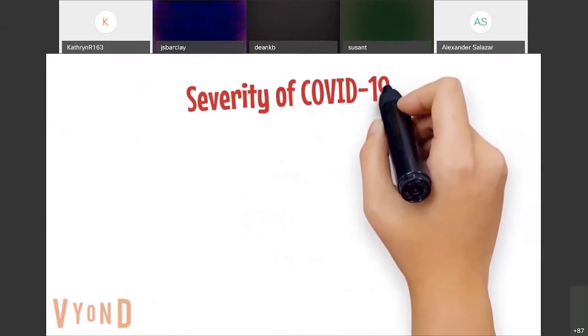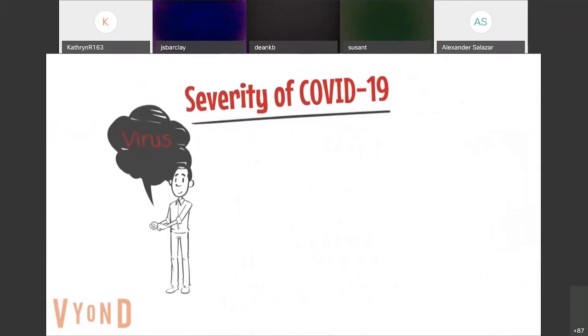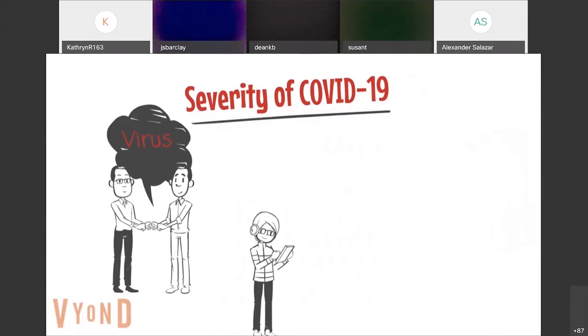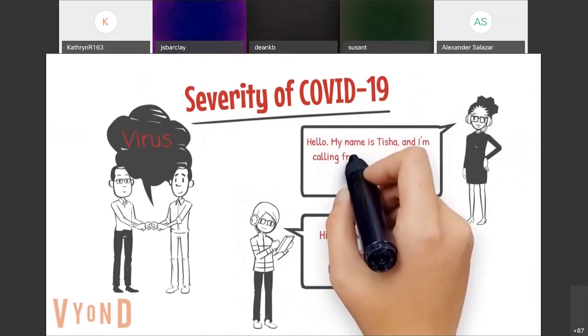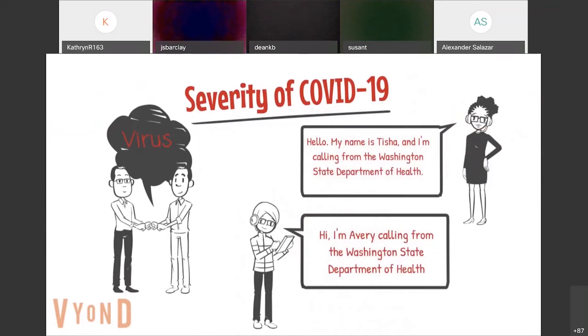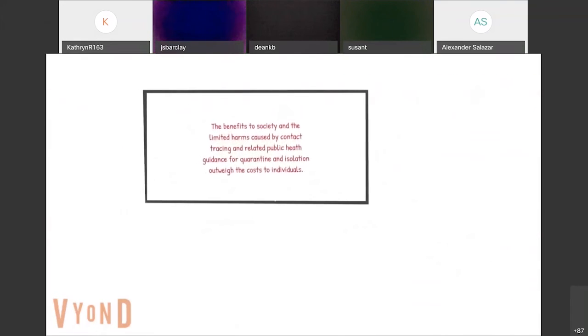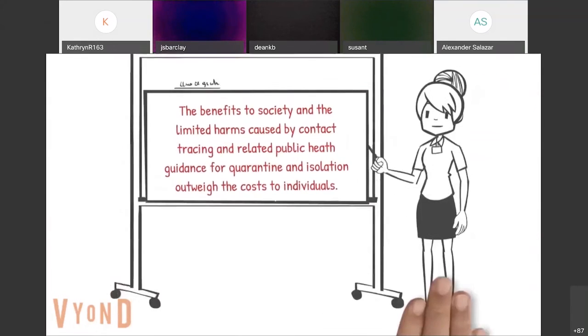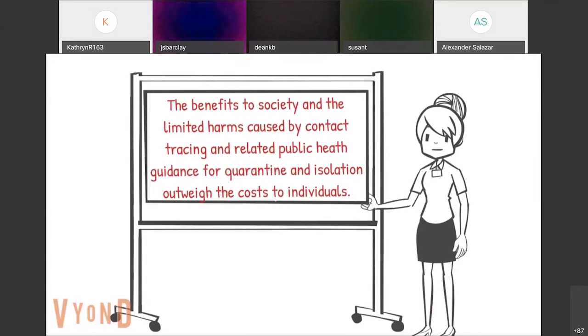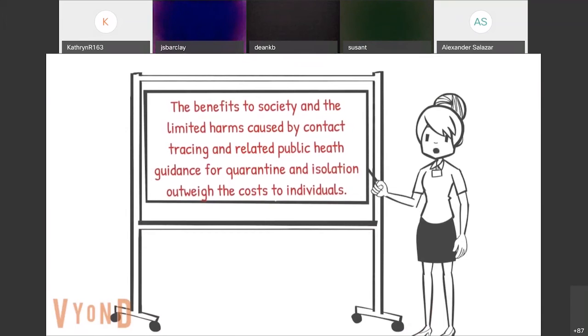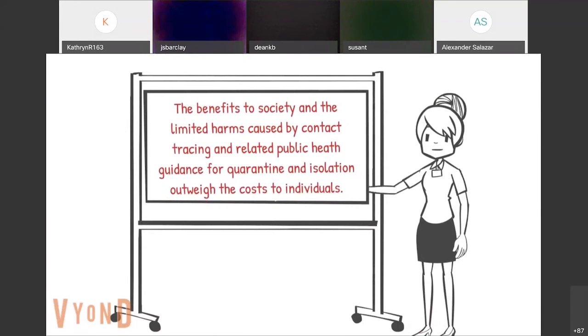Given the severity of the disease and how easily it moves between people, there is justification for somewhat limiting the personal rights of individuals in order to help protect the whole. In other words, the benefits to society and the limited harms caused by contact tracing and related public health guidance for quarantine and isolation outweigh the costs to individuals.